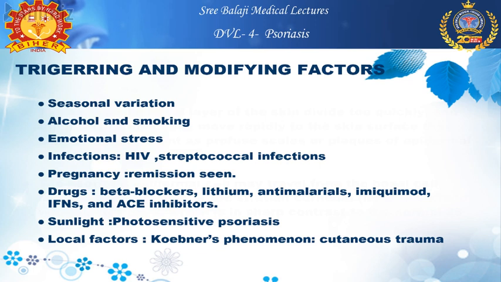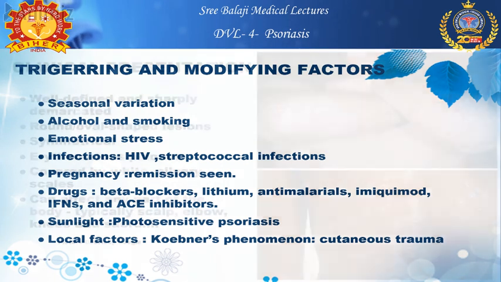There are certain triggering and modifying factors which are known to aggravate psoriasis, common of them being stress, seasonal variation, alcohol, and smoking. Psoriasis is known to aggravate during winter where the skin becomes dry. Certain infections like HIV and streptococcus can aggravate psoriasis. Psoriasis usually remains during pregnancy, but there is a particular type of pustular psoriasis which is seen in the second trimester of pregnancy. Certain drugs like beta blockers, lithium, anti-malarials, and ACE inhibitors can aggravate psoriasis.